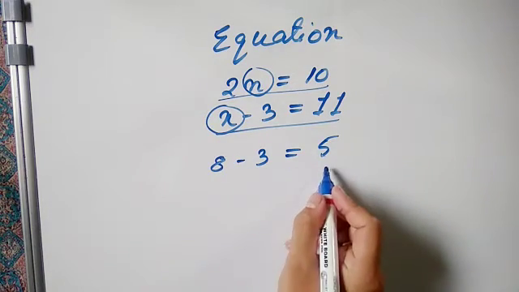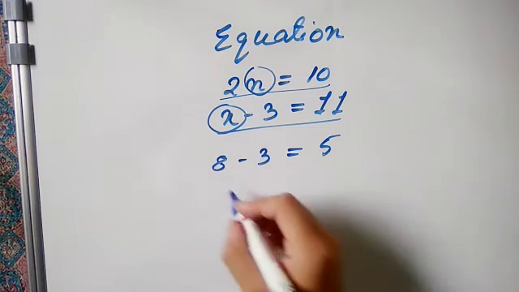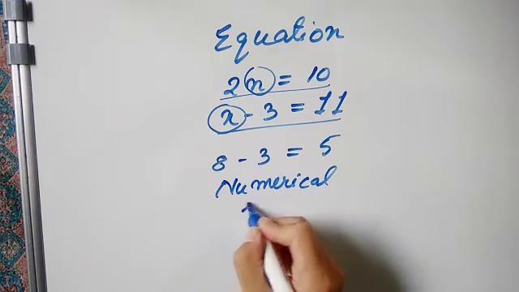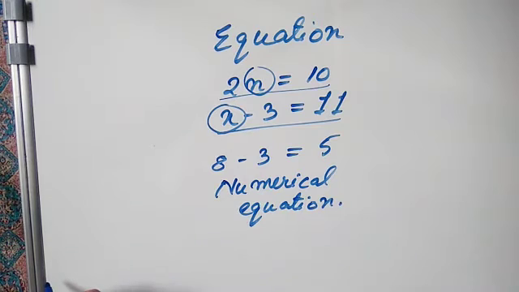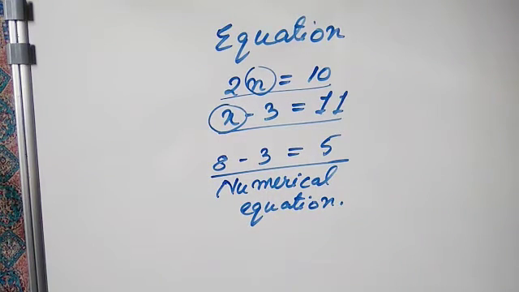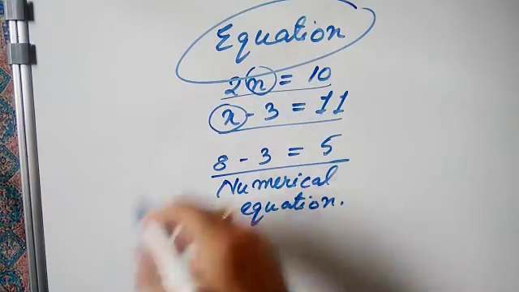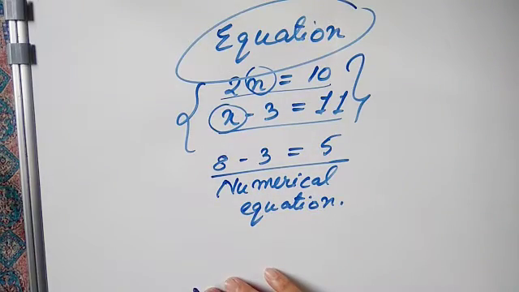Yes, 8 minus 3 equals to 5 is also an example of equation, right? But it is a numerical equation. It is just an example of a numerical equation. Why do we call them numerical equation? Because there is no variable involved. So in mathematics, whenever we say equation, we really mean those equations which involves a variable. Understood?